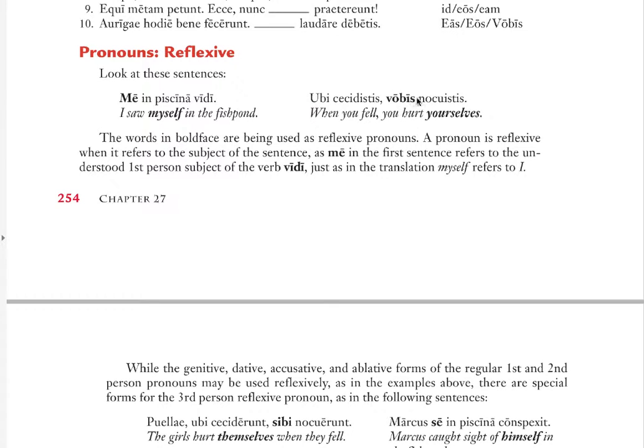Now this is dative here, vobis, and that's because noceo, nocere is a dative verb. It's one of those verbs like appropinquare or occurrere, which naturally take a dative object instead of an accusative object. So that's why vobis here. So you get the idea though. Again, when you fell, you hurt yourselves. You are doing harm back to yourself. So we say this is reflexive once again. You didn't hurt someone else, you hurt yourselves. So I hurt myself, you hurt yourself, he hurt himself. These are all called reflexives.